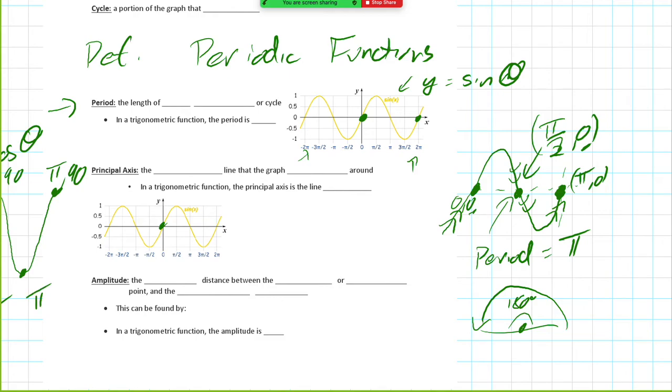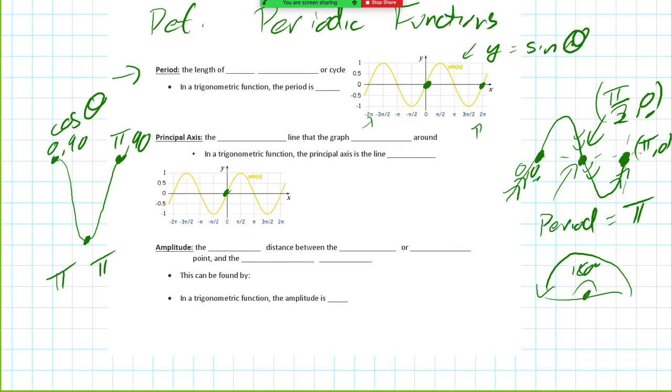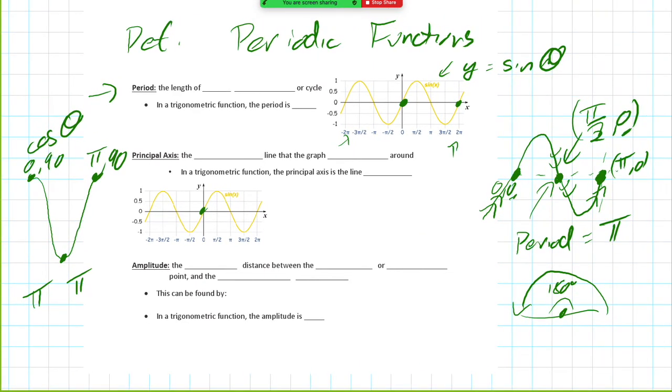Oh, it's kind of off screen for you there. Let me recenter this so you can see it. There we go. It's a little recentered.